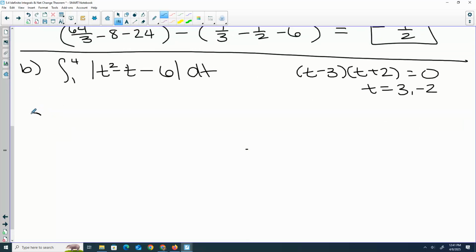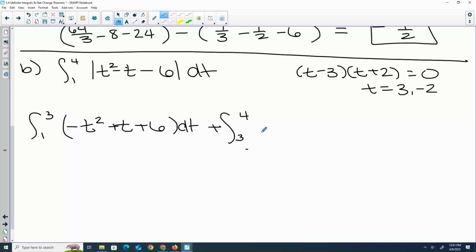So we're going to integrate from where to where? 1 to 3. And then 3 to 4. Between 1 and 3, easiest option, just plug in the number. If I put in a 2, is this thing positive or negative? So 2 squared is 4, minus 2 is 2, minus 6, negative. So the absolute value would do the opposite. So I'm going to change all those signs. Between 3 and 4, if I put in a 4, for instance, 16 minus 4 minus 6, that is positive, so it does not change.